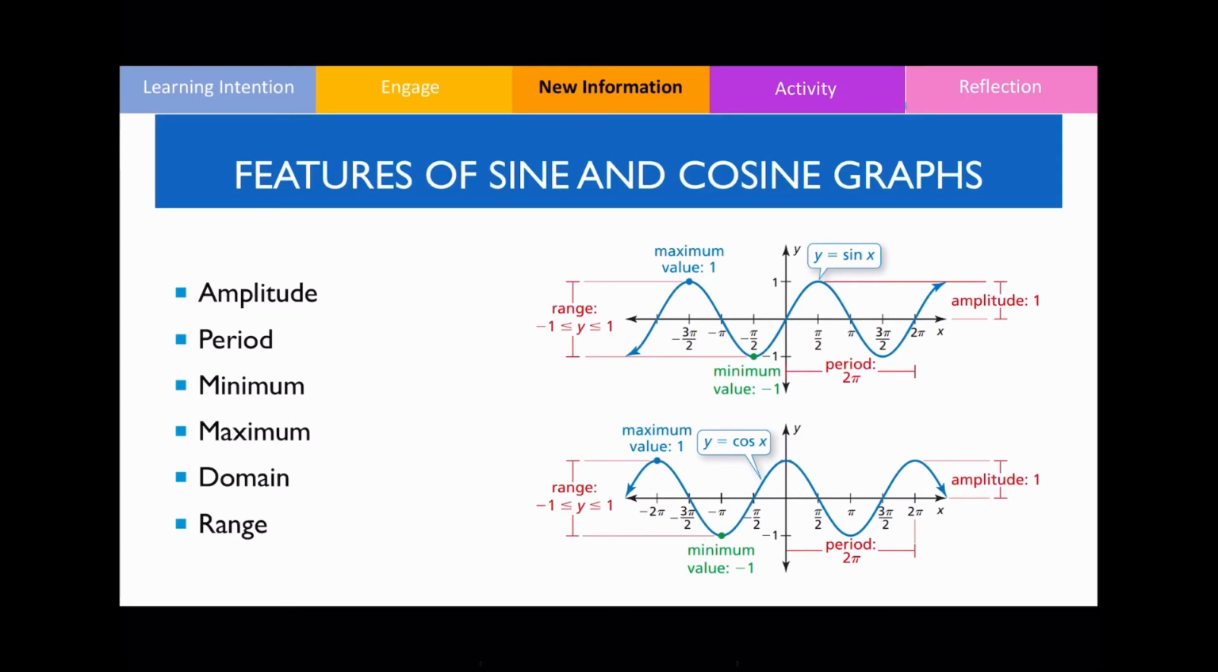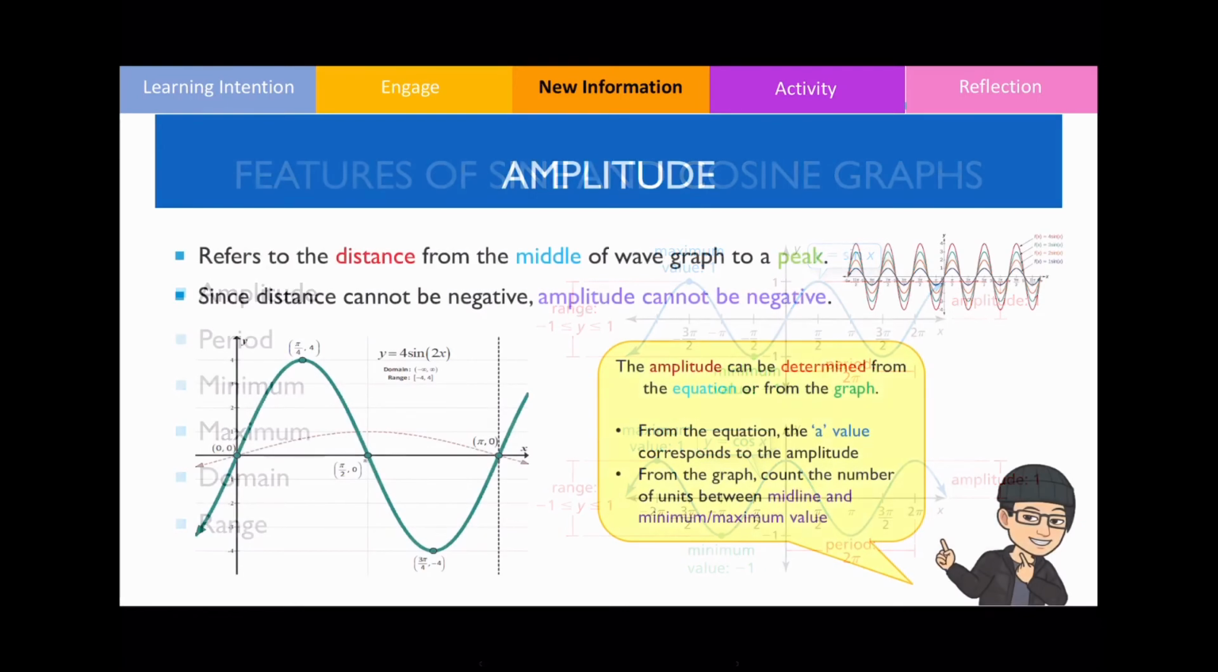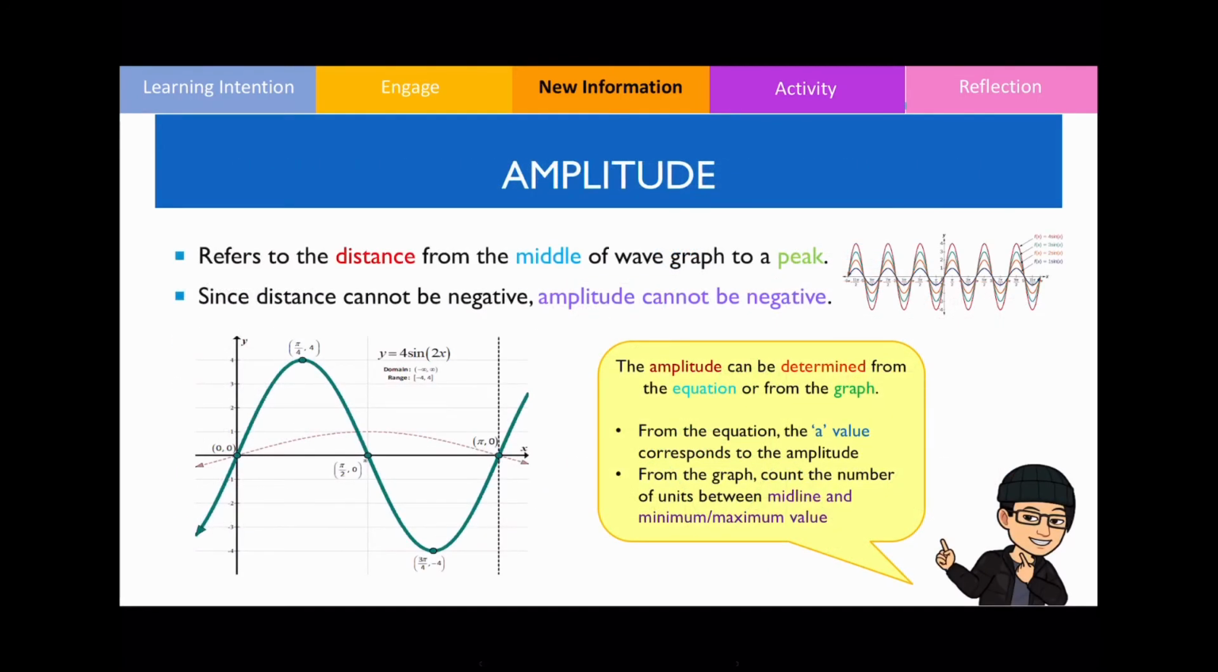So we're going to be looking at what the amplitude is, period, minimum, maximum values, domain, as well as range. And we've kind of talked about some of them previously. So the very first characteristic that we're going to be looking at is the amplitude.